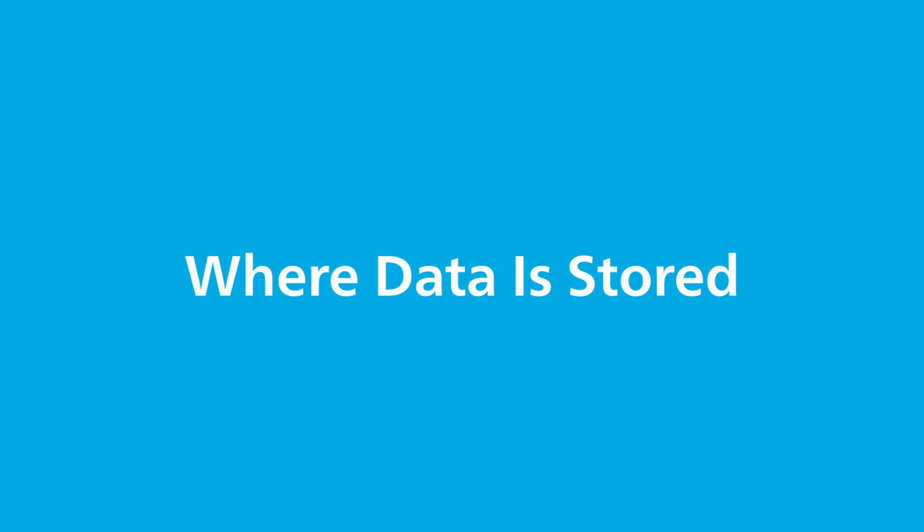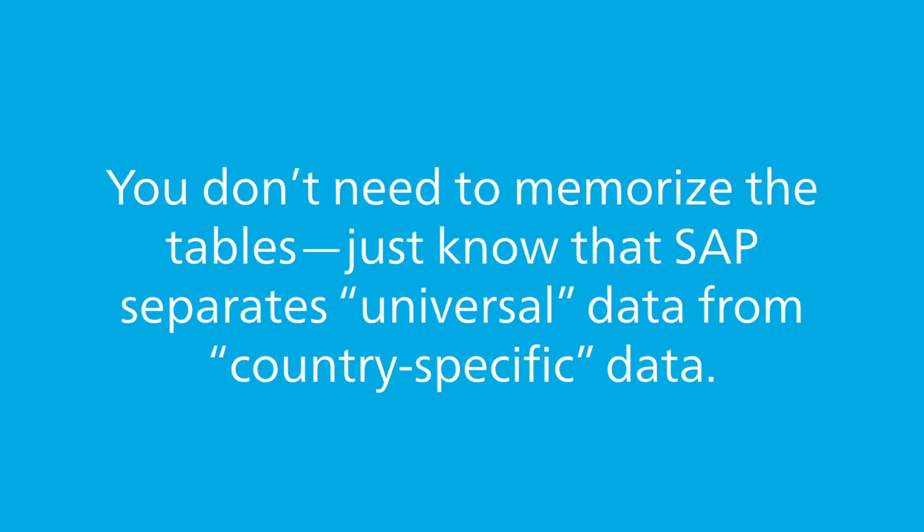All e-documents have a unique ID. Core data is stored in the e-document table, and each country or mandate has its own companion table with additional fields. You don't need to memorize the tables. Just know that SAP separates universal data from country-specific data.